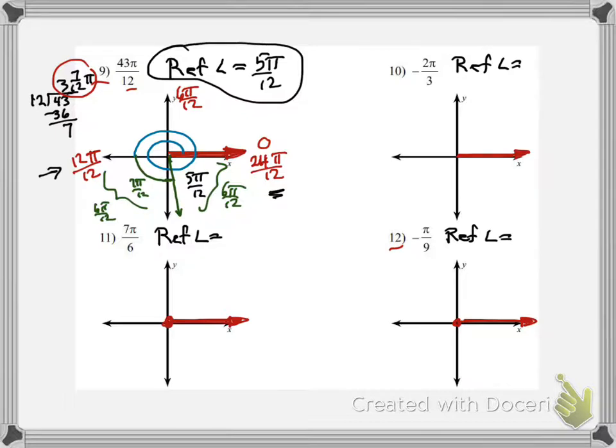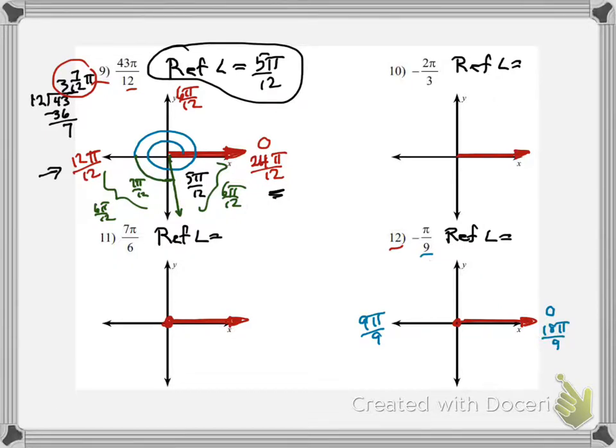And look at number 12. Reference angle number 12. Negative tells me I'm going to go down, and I need to know how far that is. 0, pi, 2 pi. Because it has 9 on the bottom, I'm going to make that pi into 9/9 of a pi. And 2 times 9 is 18. So this is turning into 18 pi over 9.